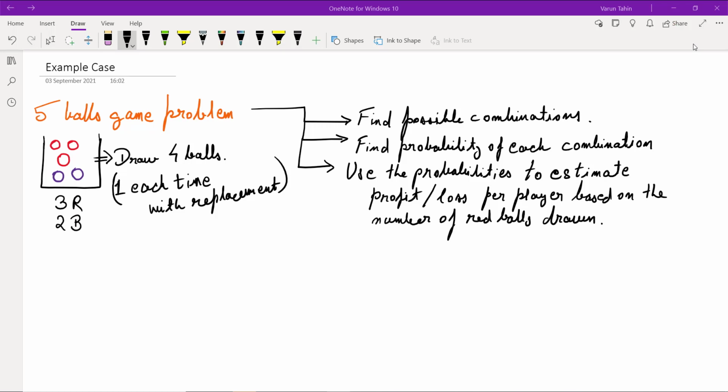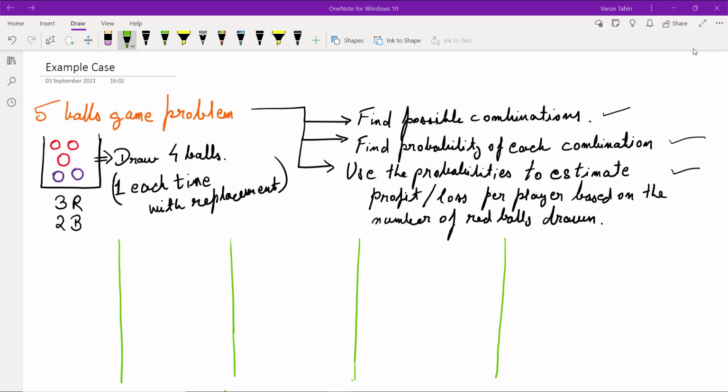We will approach this problem like this. First we will find the possible combinations, then find the probability of each of the combinations, and then use those probabilities to estimate the profit and loss per player based on the number of red balls drawn. So we'll start by finding the possible combinations.